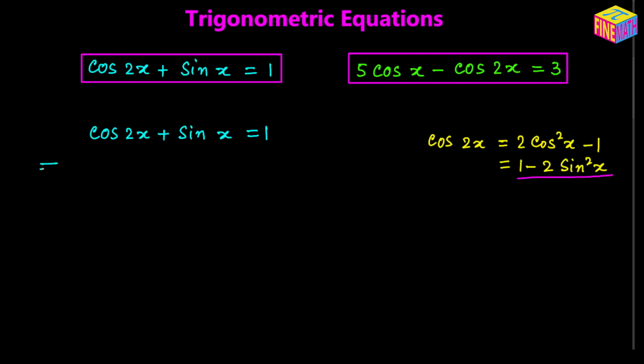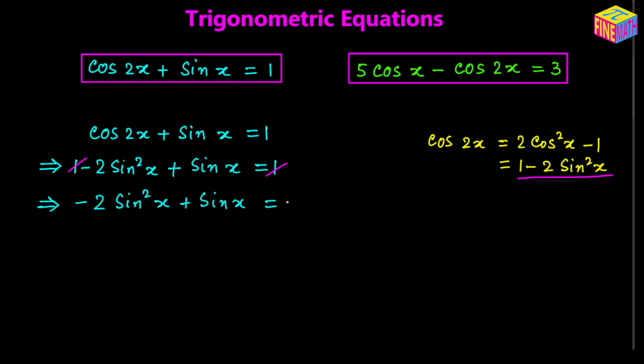So we can say that cosine of 2x can be written as 1 minus 2 times sine squared of x, plus we already have a sine x, is equal to 1. And here we see there is a positive 1 on both sides of the equal sign, so they are going to cancel each other, and then we are going to be left with negative 2 times sine squared of x plus sine of x is equal to 0. If we multiply both sides by a negative 1, then this will become 2 times sine squared of x minus sine of x is equal to 0.